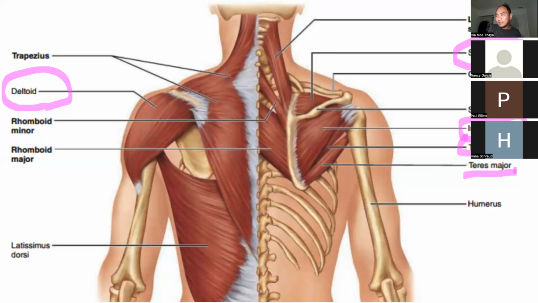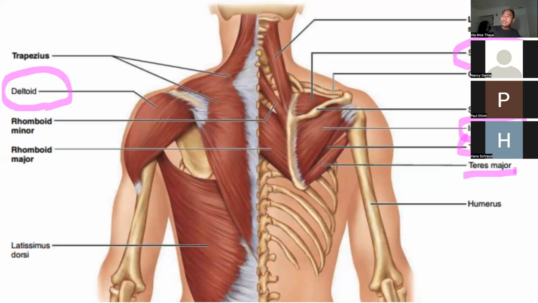And if we look at the direction, it goes from the scapula to the humerus. So if this teres major contracts, it will pull the arm towards the body. So that is the job of the teres major. Although they are close and called teres minor and teres major, their functions are very different.